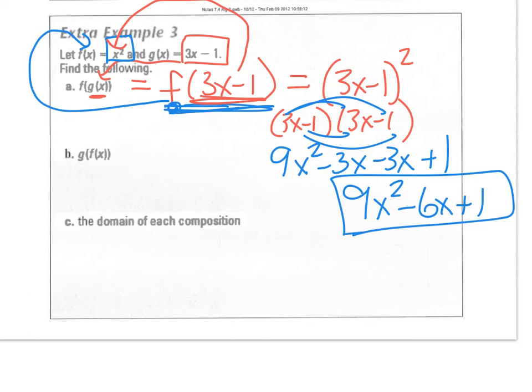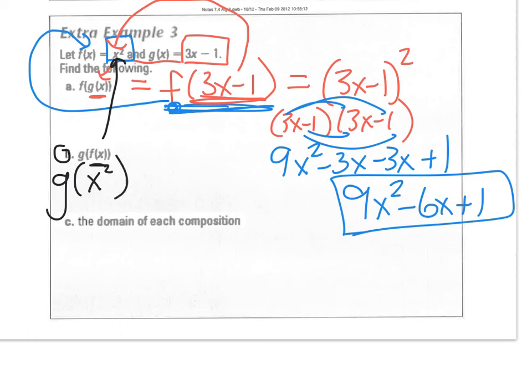Now, what if we reverse the order? What if we do letter B, g of f of x? We will get a different answer in this case. Sometimes you would get the same answer, but it does happen. Let's do this. What is f of x? Well, f of x, I can tell, is x squared, so I'm going to put that in its place. I just replaced f of x with what it is, x squared.